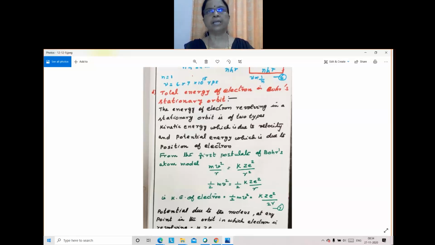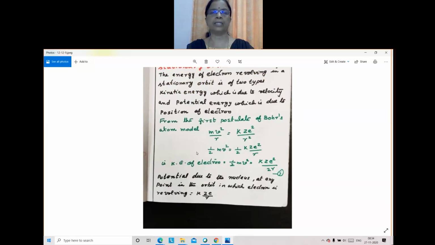If you place a charge, what is the energy produced when another charge is brought at a distance r from that charge? An electrostatic potential energy. Electrostatic potential energy. So when an electron revolves in an orbit around the nucleus, it will have two types of energy: kinetic energy because it is moving, and potential energy because it is at a distance from the nucleus. So both the energies we have to calculate and add. That will give the total energy of the electron.